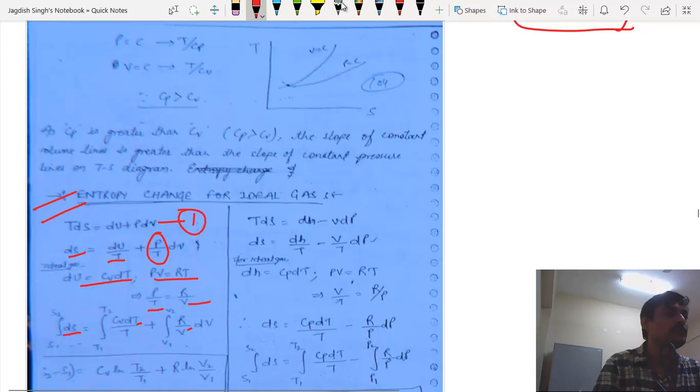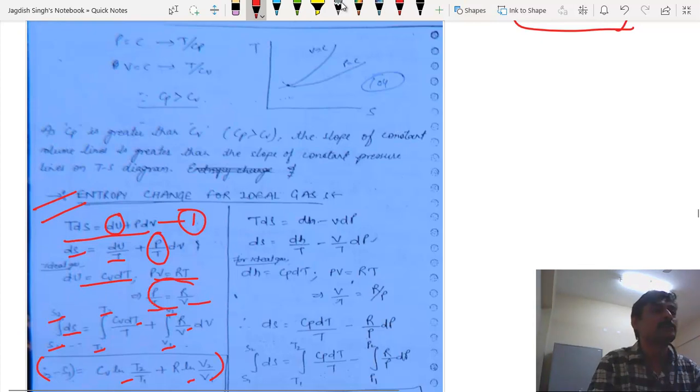Simply we have to integrate this from S1 to S2, with temperature T1 to T2 and volume V1 to V2. Therefore S2 minus S1 is equal to Cv ln T2 by T1 plus R ln V2 by V1. This is a very important equation. Simply we have to use this equation and simplify, by using du equal to Cv dT and P by T equal to R by v. These two things we have to put in and integrate.